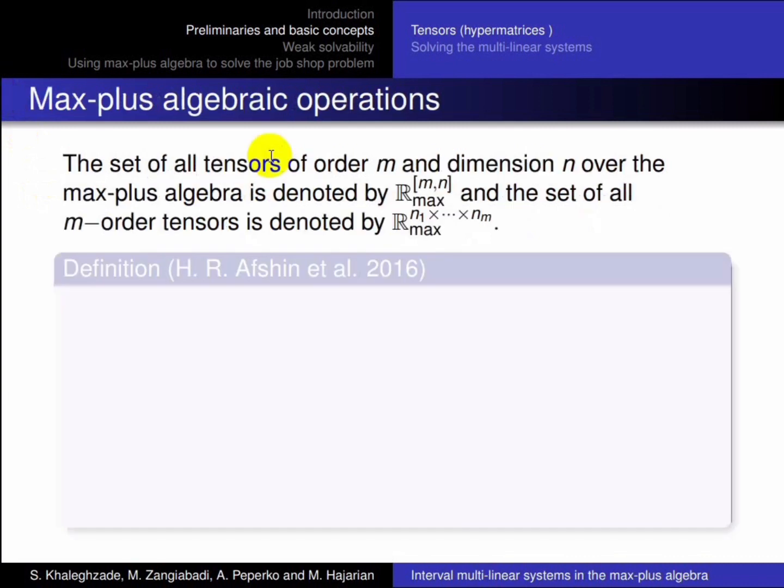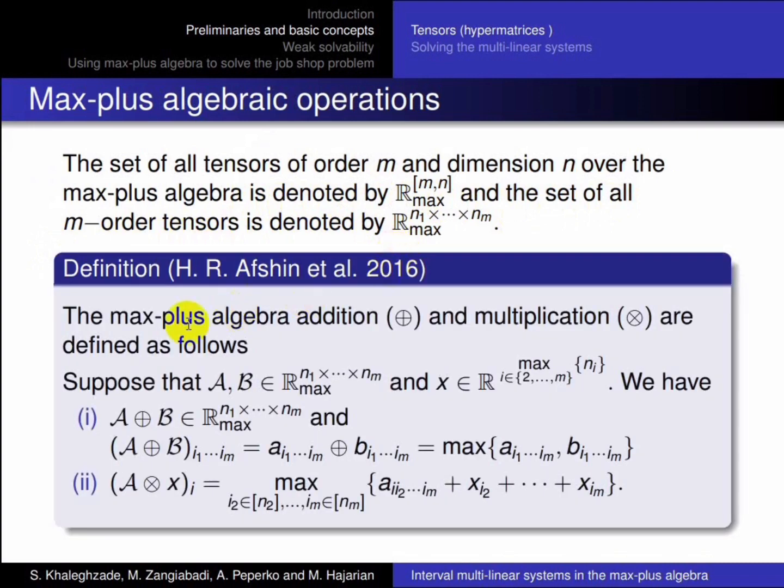Notice that the set of all tensors of order m and dimension n over the Max-Plus algebra is denoted by this notation, and the set of all m-order tensors is denoted by this notation. Afshin and others extended the basic Max-Plus algebraic operations to tensors, so that the Max-Plus algebra addition and multiplication are defined as follows.